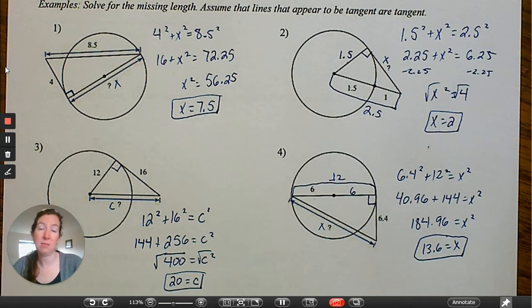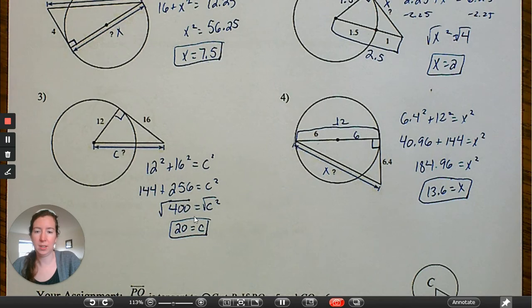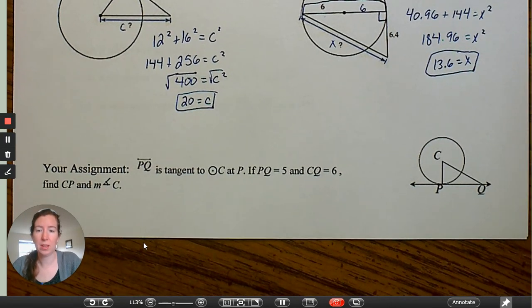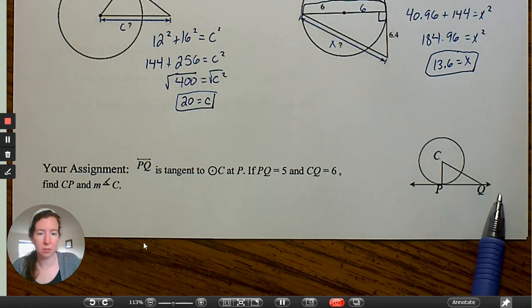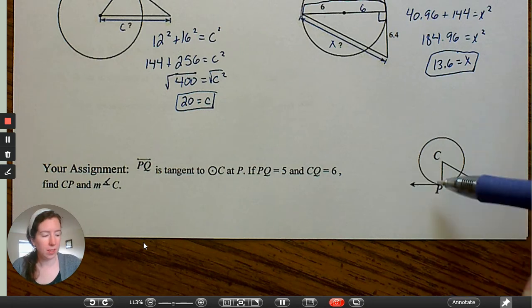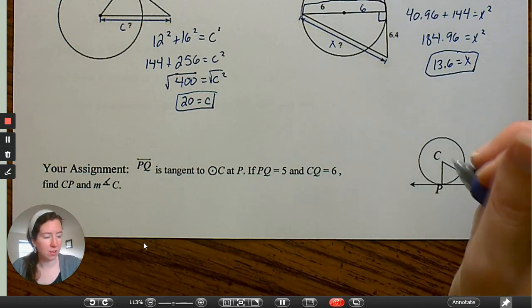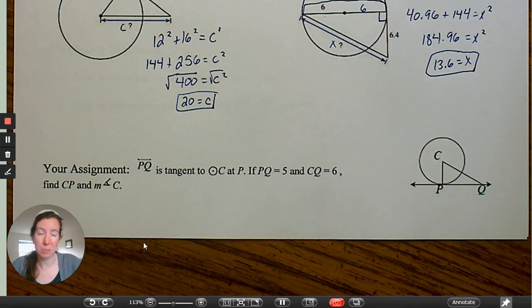Now, your assignment today is very short and simple. You simply need to answer this question. Line PQ is tangent to the circle at point P, so point P is our point of tangency. If PQ is 5 and CQ is 6, we want to find the length of CP. And then you also have to find the measure of angle C. So you might need to use something else, maybe SOHCAHTOA.